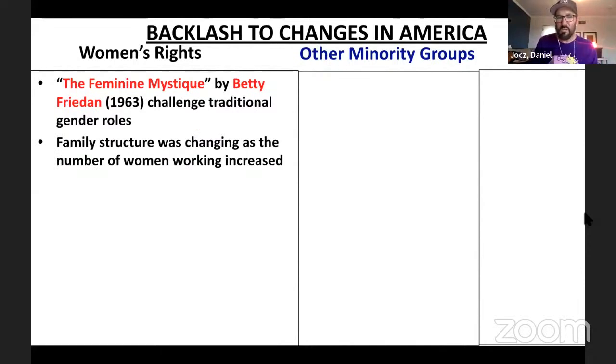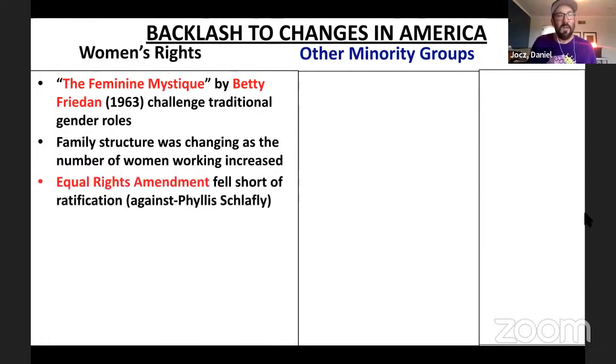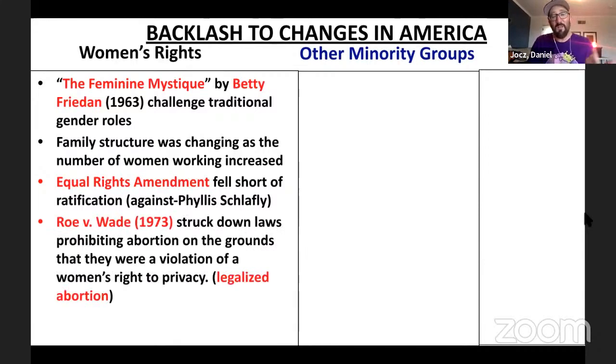You have this changing family structure as the number of working women increases. Part of it is the fact that it's hard to survive in America in the later decades on just one income. So it becomes necessary for both the man and the woman to work. You have the Equal Rights Amendment. There was a huge campaign against it by conservative leaders. It falls short of ratification. And then, of course, like I mentioned, Roe versus Wade really was a pivotal moment in mobilizing some conservative groups because of the issue of abortion.